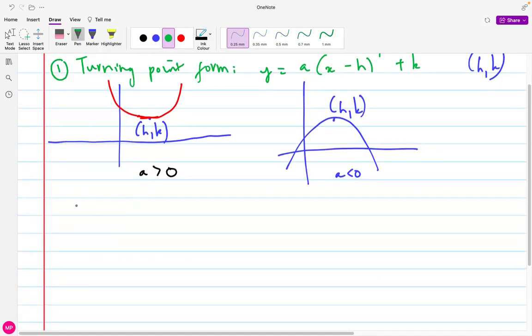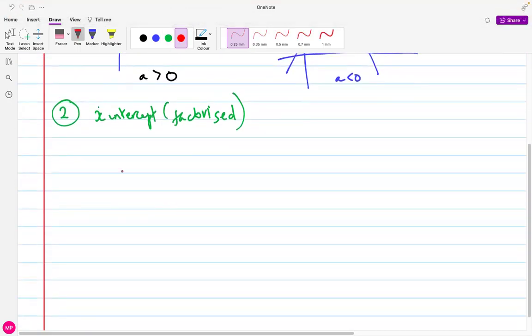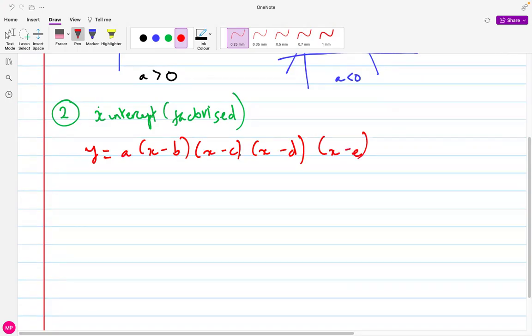Now, step two, the second form is the factorized form, or we call that the x-intercept form. Quartics are very diverse in this form because some of the solutions are repeated. So let's start with the first one: y equals a(x minus b)(x minus c)(x minus d)(x minus e). So you have four x-intercepts here: b, c, d, and e.